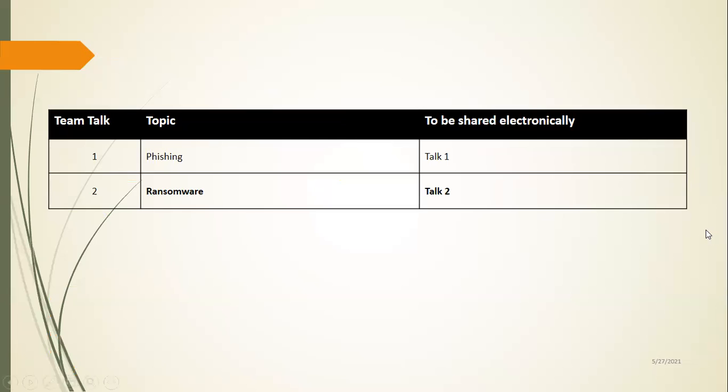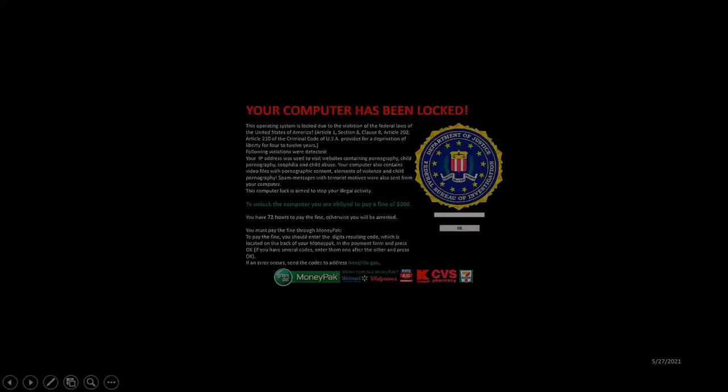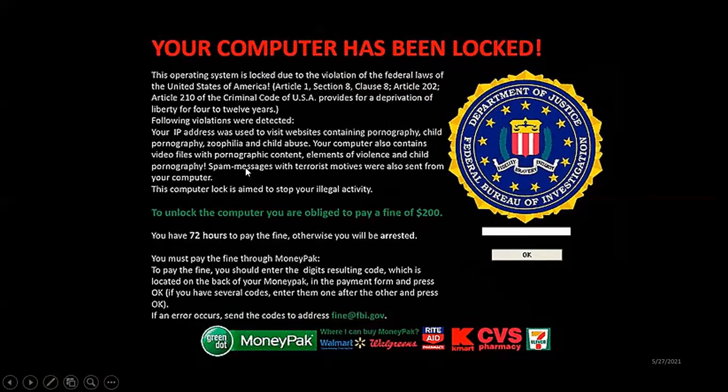So ransomware. I don't know how many of you have come across this image. Your computer has been locked. This is basically ransomware. Your account has been locked. You have 72 hours to pay the fine, otherwise you'll be arrested. And they tell you where to send the money. This was back in the day.